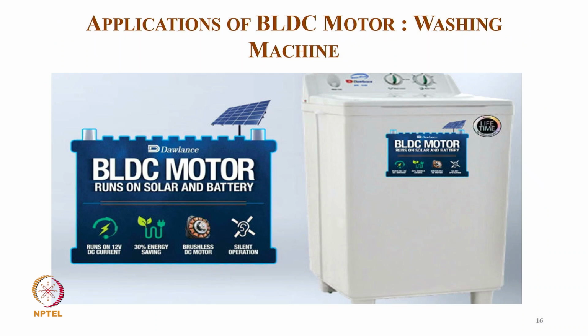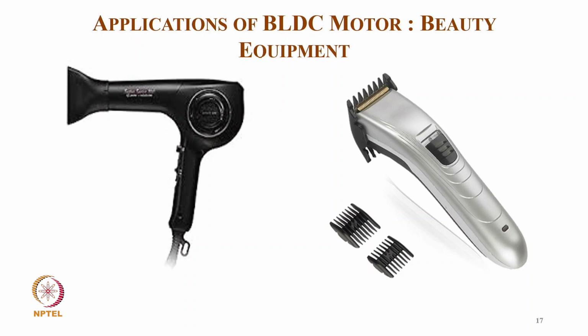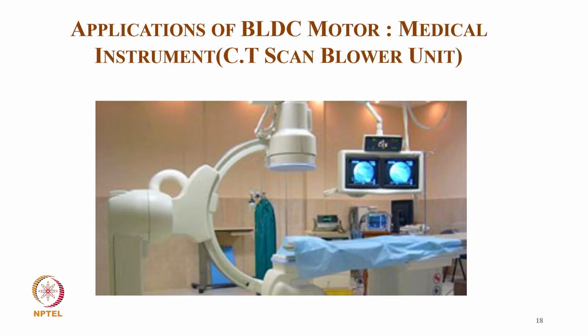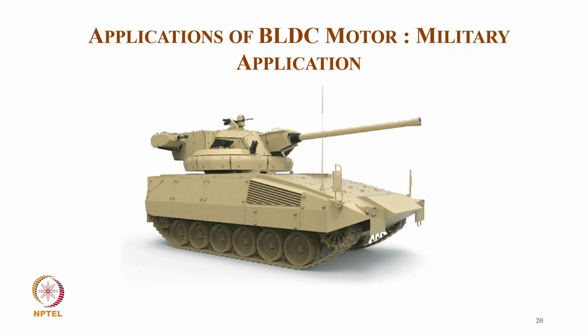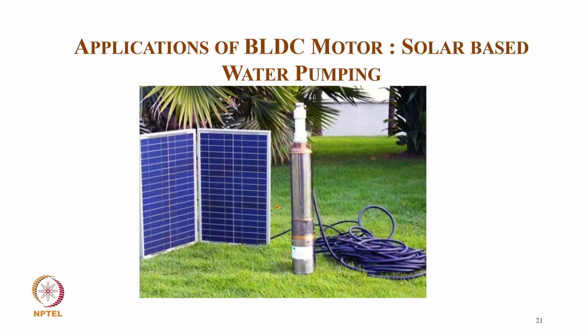Then for washing machines, then typically in case of beauty equipment, the reason is brushless motors require very little maintenance as well as being the most efficient, and can even be operated with a battery. Then for application in medical instruments, especially CT scanners, blower units. Then in medical instruments, especially micro food grade pumps. Then military applications. The application of BLDC motor for solar based water pumping system, especially for very low ratings, because this is a motor which gives very good efficiency even at 1 horsepower, 2 horsepower, 3 horsepower compared to the induction motor which we are using mostly in submersible pumps.